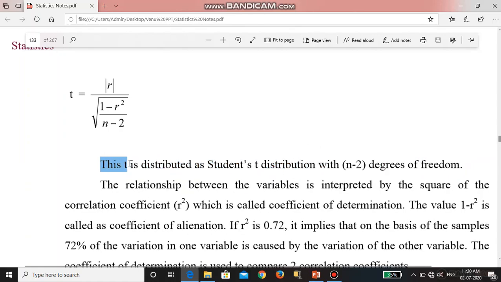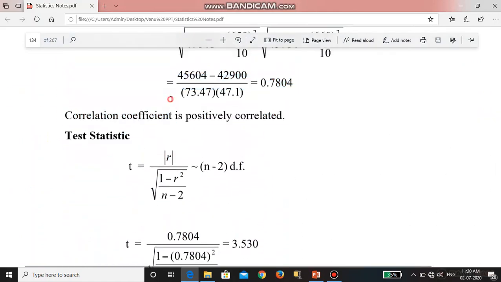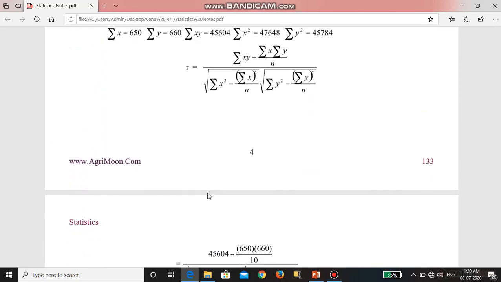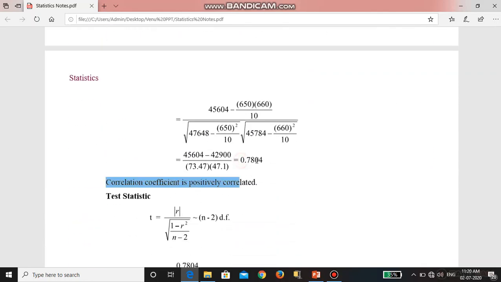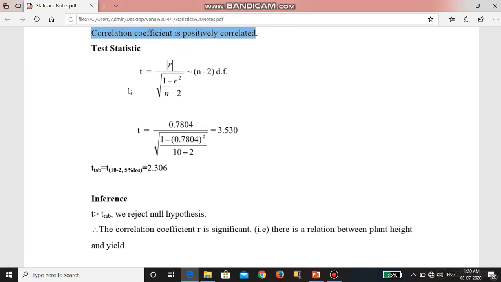First we want to put this value here. In this example they found the correlation value 0.7804, and we want to test whether this value is the true value or not. So we are going for this t-test, the test of significance. First we substitute the correlation value in the formula and find the t calculated value. The t calculated value is 3.53.